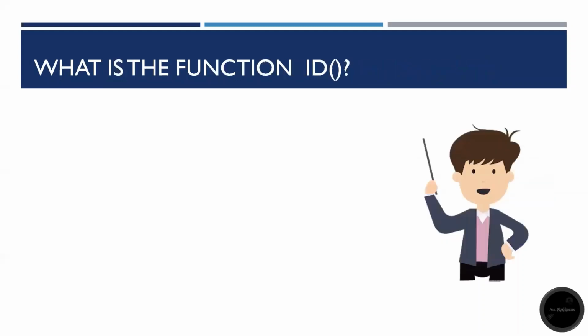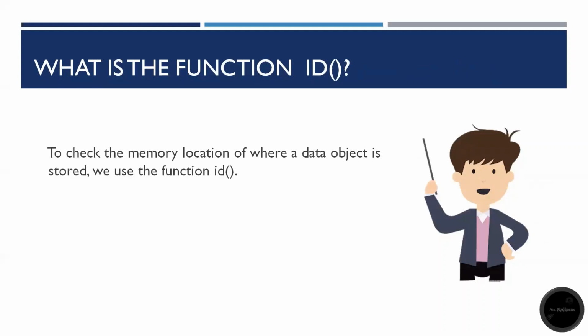Now, what is the function ID? To check the memory location of where a data object is stored, we use the function ID. So guys, we use the ID function to check a particular data type's location. When we assign a value to some variable, it is stored in some memory, and to check where it is stored, we use the function ID. The function ID will tell the memory location of the particular variable. And here is the syntax of the ID. In the syntax, we write the name ID, and then in round brackets, we write the variable name.